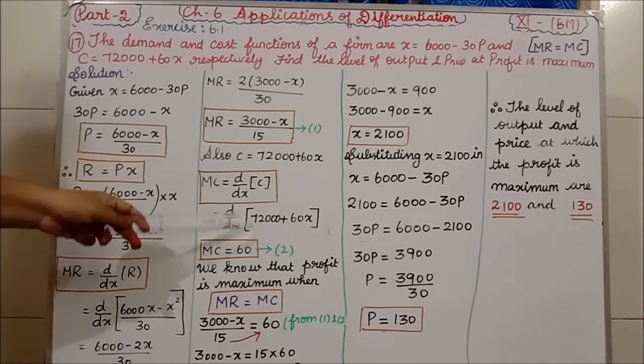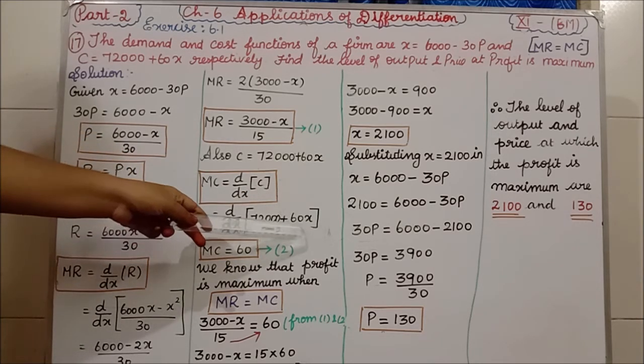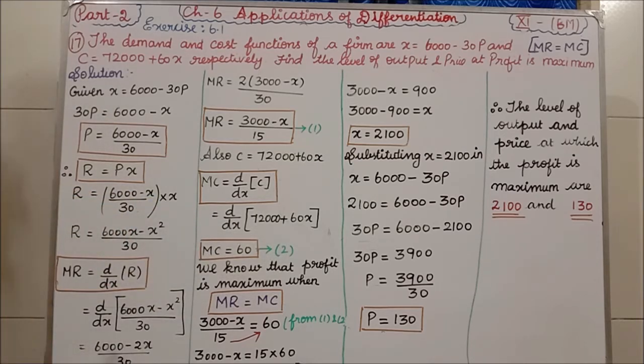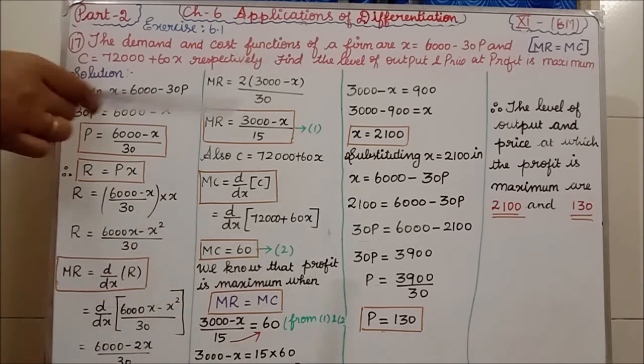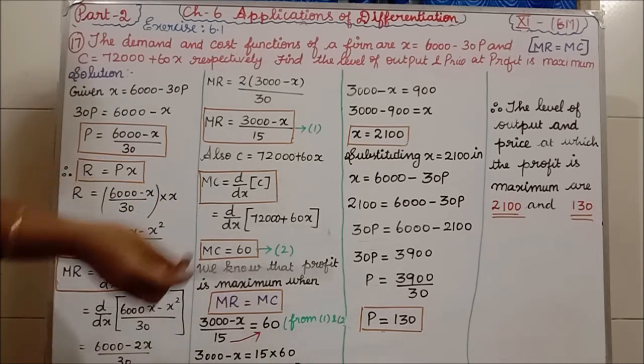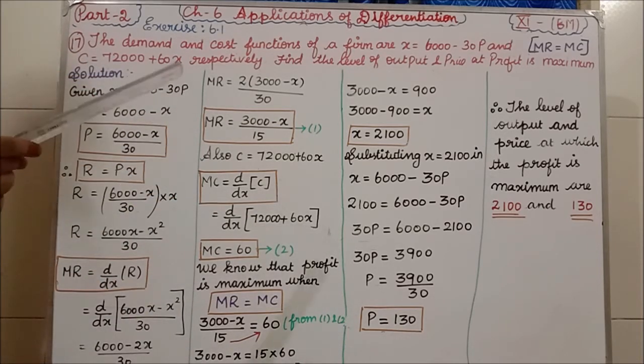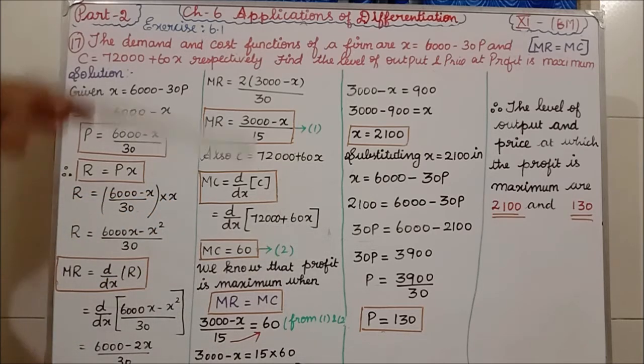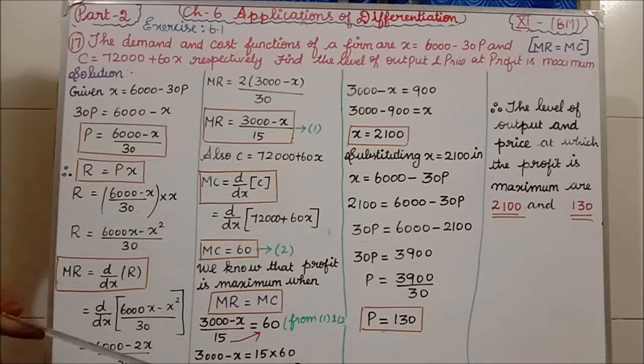So this we are going to differentiate, 72,000 plus 60x with respect to x. 72,000 is a constant, so it will become 0. 60 into x, x differentiates to 1, so 60 into 1 is 60. Now we have got the marginal revenue as well as the marginal cost.